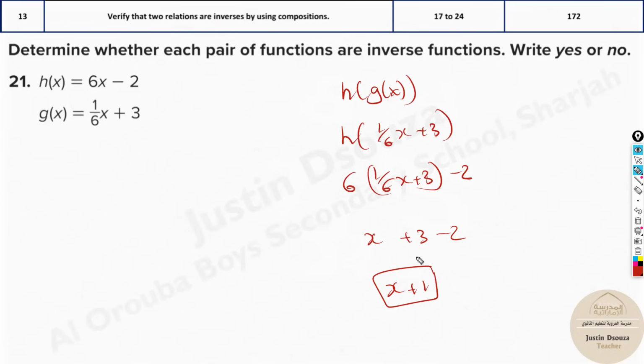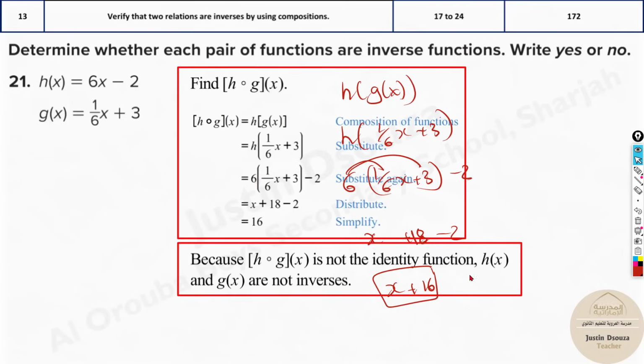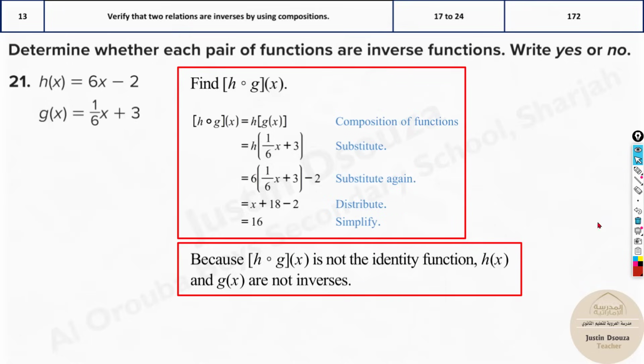So this is not the inverse. You're not getting x, isn't it? Oh, I'm so sorry. It's not x plus 1. Over here, you have to multiply the 6 on both sides. It's going to be 18. But still, the answer is no. It'll be 16 over here. x plus 16, not inverse. So you can see it is x plus 16, not x. That is the answer. It's not inverses.